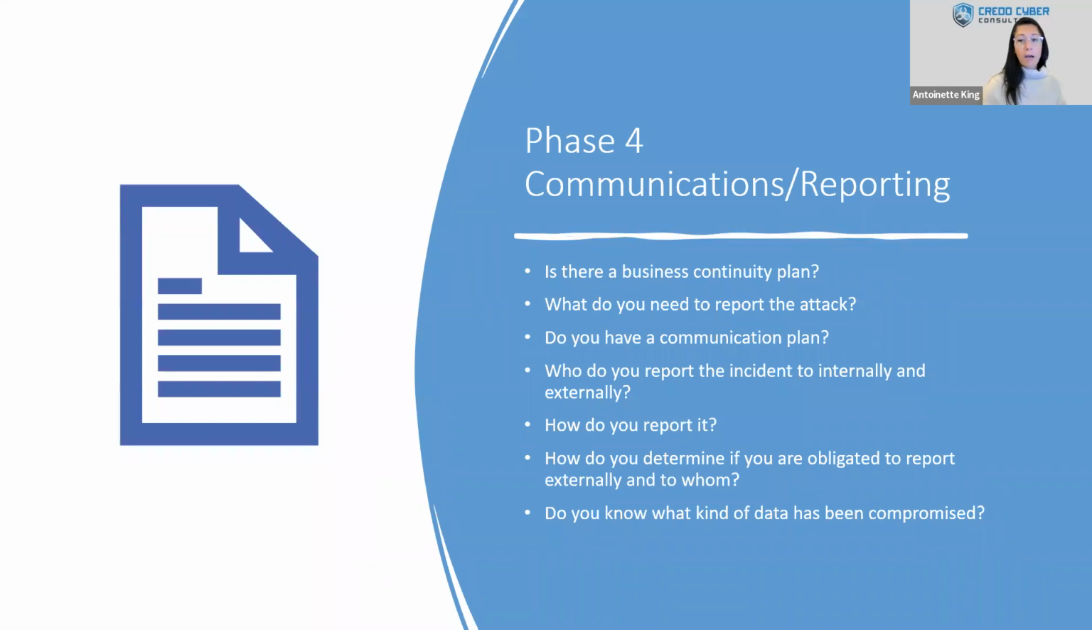So the next part, the communications and reporting, is also essential in this entire kind of incident response plan / disaster recovery plan, planning phase of being involved in an event. So the first question is, is there a business continuity plan? Typically, if you create the incident response plan, that should dovetail into the business continuity plan. And I always like to kind of do those both almost in tandem, because they're going to uncover gaps within each other.